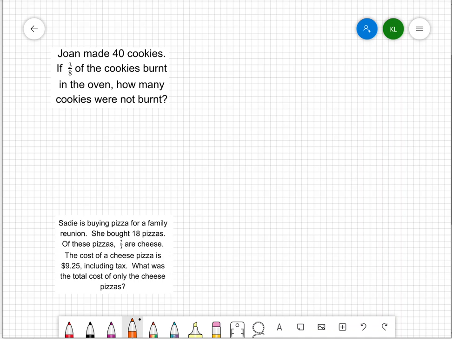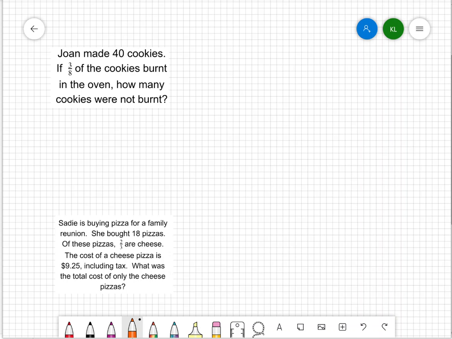Hi guys. Today we're going to watch a little video on some examples of word problems that include fractions. So let's look at this first one. Joan makes 40 cookies. If 3/8 of the cookies burnt in the oven, how many cookies were not burnt?